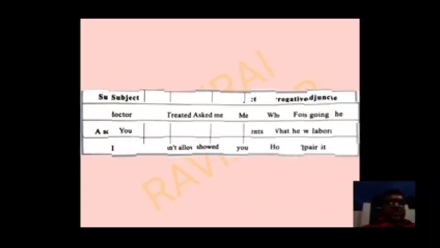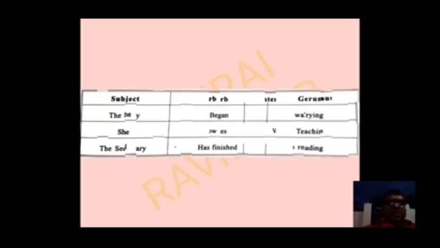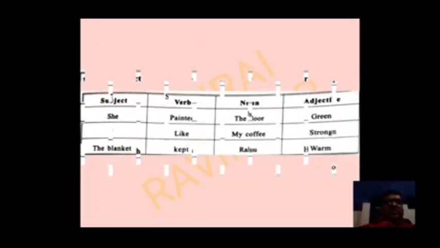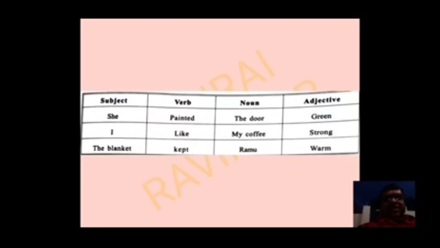Let us discuss some more examples here. Here you see another pattern: subject, verb, noun, and adjective. She painted the door green.